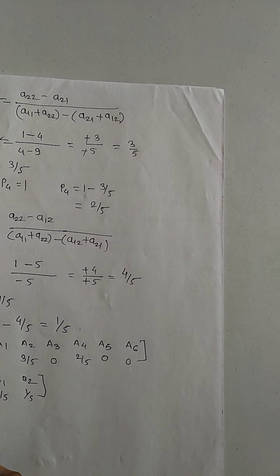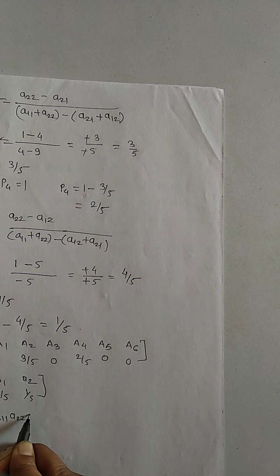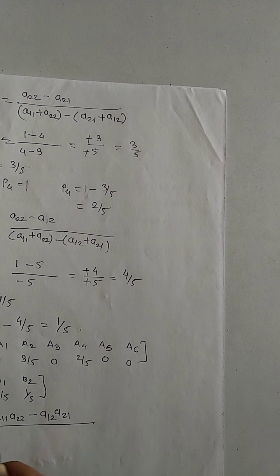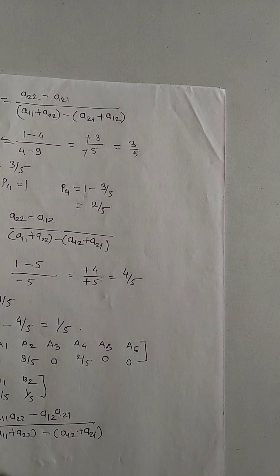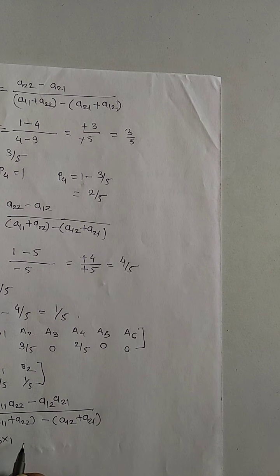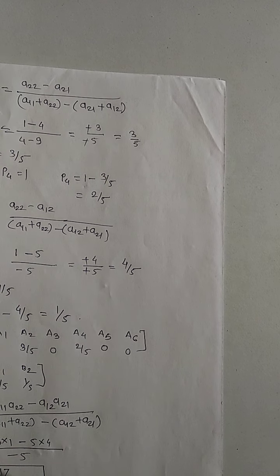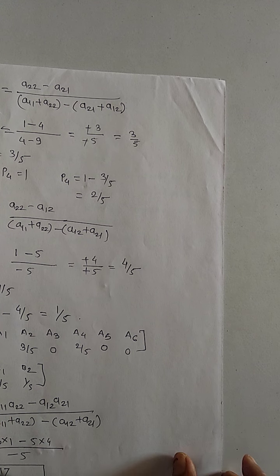And now find the value of the game. Value of game V is equal to A11 A22 minus A12 A21 upon A11 plus A22 minus A12 plus A21, and that is equal to 3 multiplied by 1 minus 5 multiplied by 4 divided by minus 5, and that is equal to 17 by 5. Means the value of the game V is equal to 17 by 5. This is the problem of the graphical method.